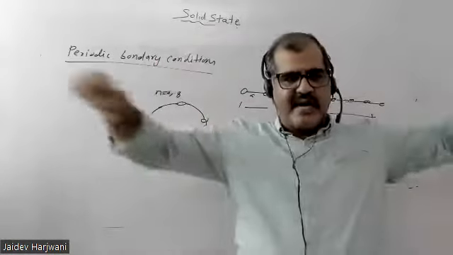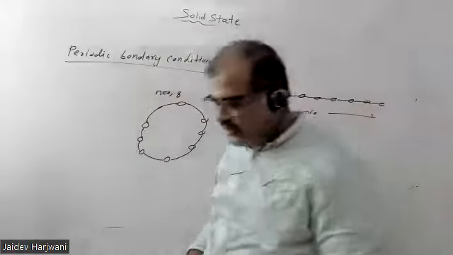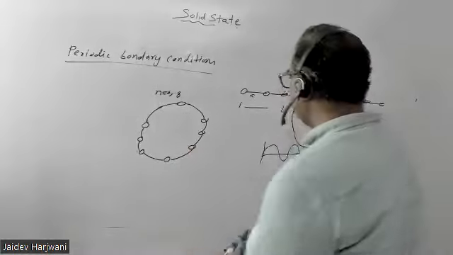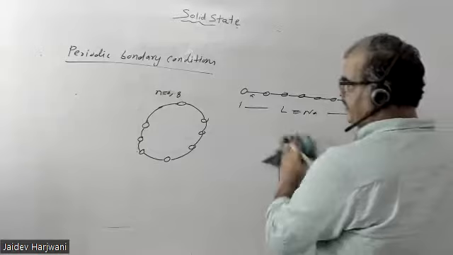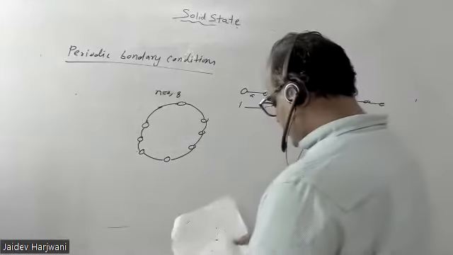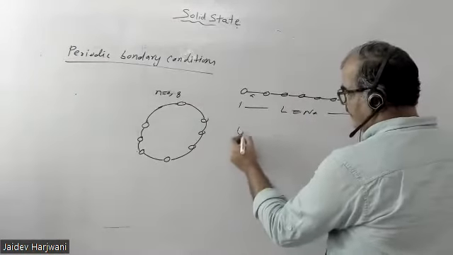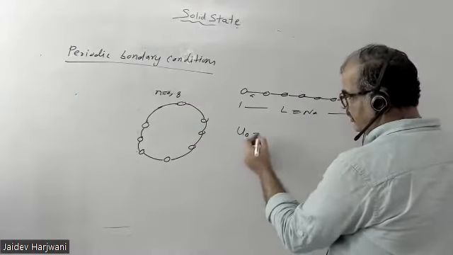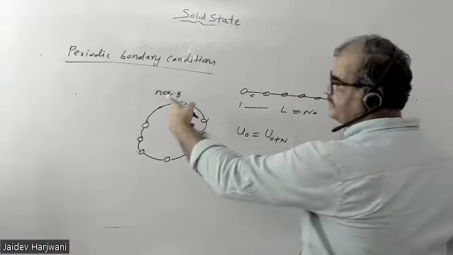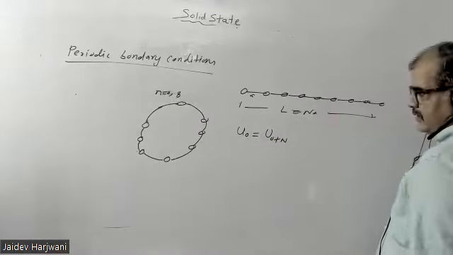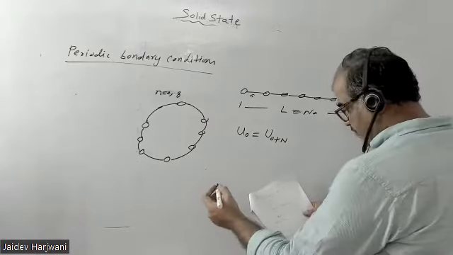Now I'm not taking end boundaries. I'm only taking the points where the amplitude is the same. So this is applying periodic boundary conditions. I hope my point is clear. I am taking a ring. Now if I apply periodic boundary conditions, I can write that atom 0 and atom 0 plus n have the same magnitude.